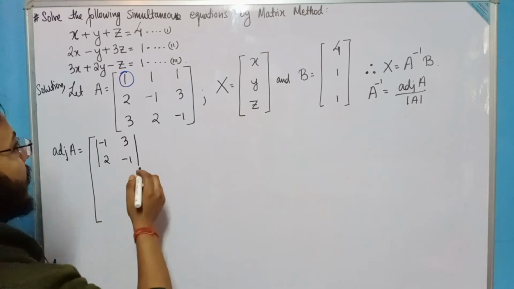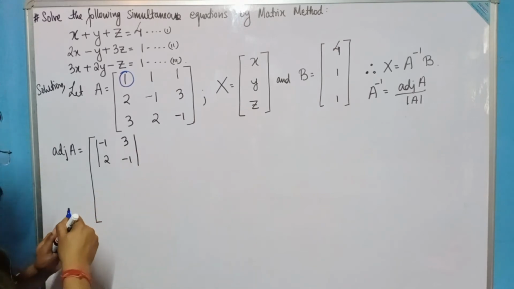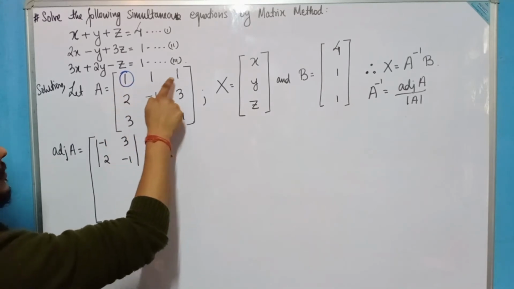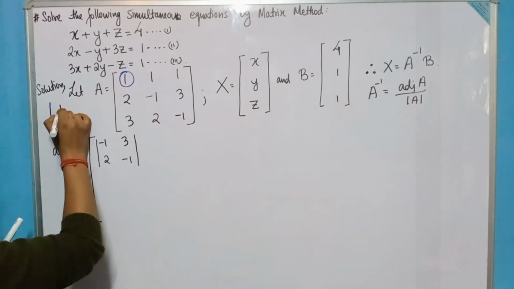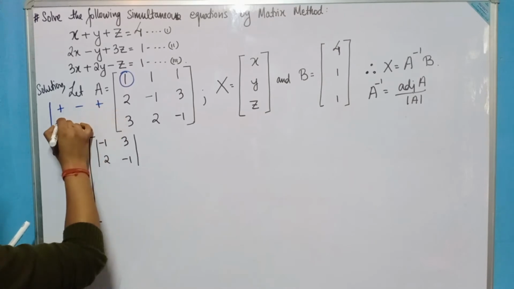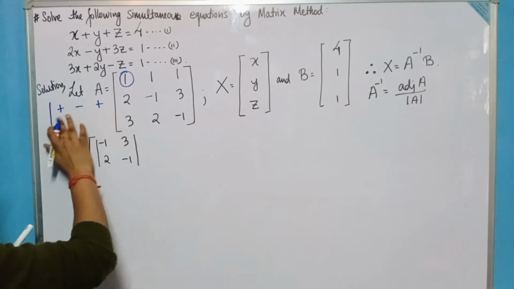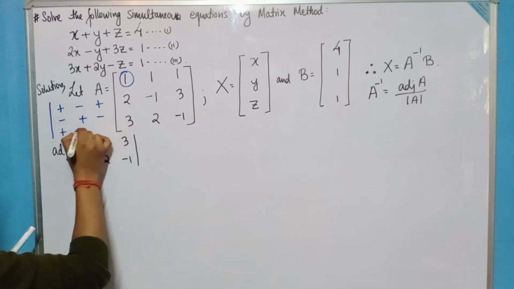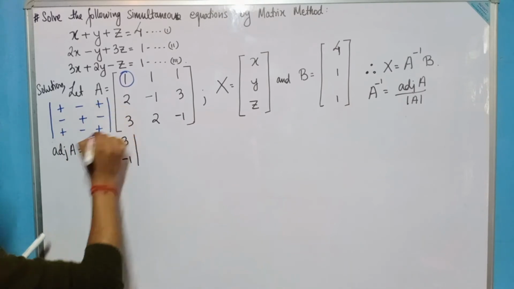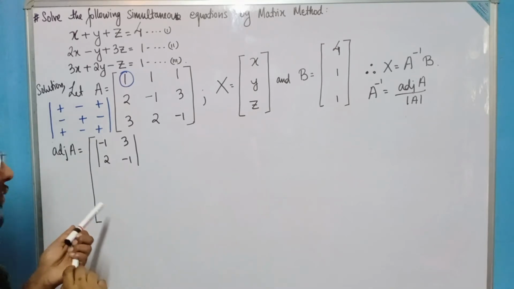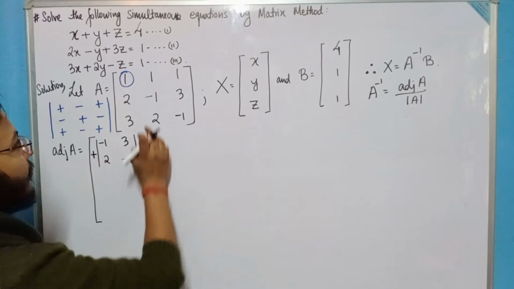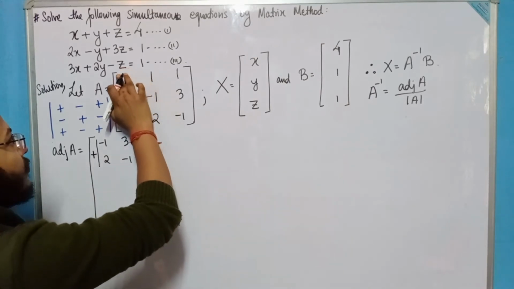Now next, as I have told you, the sign convention. What is the sign convention? You write plus, minus, plus. First row is plus, minus, plus. Then minus, plus, minus, then plus, minus, plus. So this is your sign convention. You have to take the sign convention into account in the cofactor. In the minor, no need to take it. So plus. Now we have to write the cofactor of the next 1. So this 1 is done.